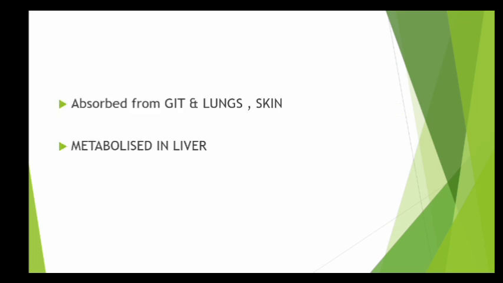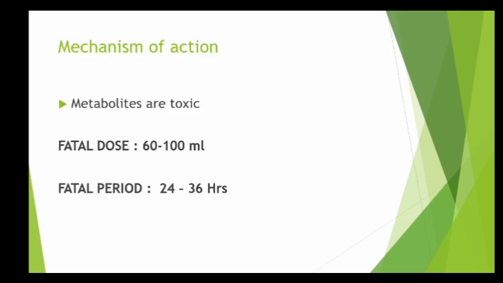And as I already told, it is absorbed from the GIT, lungs, and skin. The metabolism occurs in the liver, and it forms two metabolites, formaldehyde and formic acid. The mechanism of action is that the metabolites are more toxic than methanol. The fatal dose is 60 to 100 ml, which is enough to cause death, and the fatal period is within 24 to 36 hours, about 1.5 days.